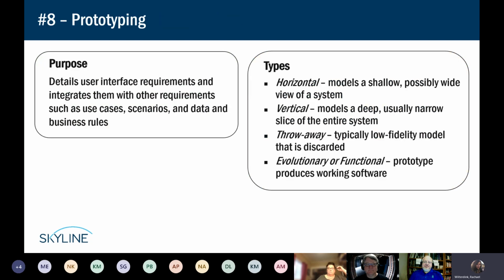There are also different types of prototypes. We've got horizontal models that take a very shallow but wide view of a system, and then vertical models that go deep down into a narrow slice. Prototypes can be disposable, which are called throwaway, and those tend to be low fidelity, or they can be evolutionary, and you can use that to actually create working software. But in that case, the work is preserved, so it's not lost. And depending on the type and level of prototype, this can be a really quick and very cheap way to prove out a concept prior to writing a single line of code.